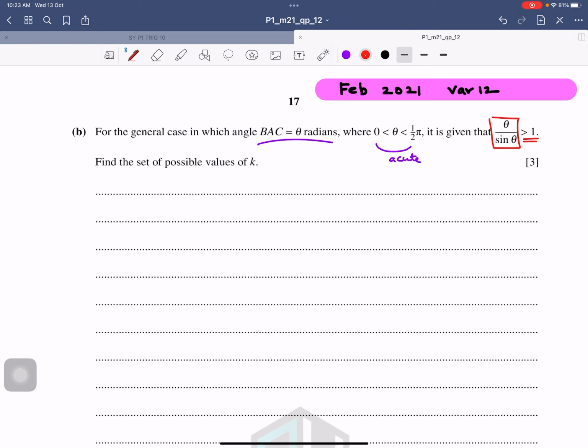How will we use it? When will we use it? Wait, patience is a virtue. Let's keep it for later. Find the set of possible values of k.